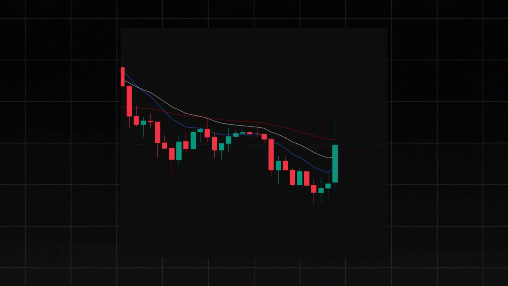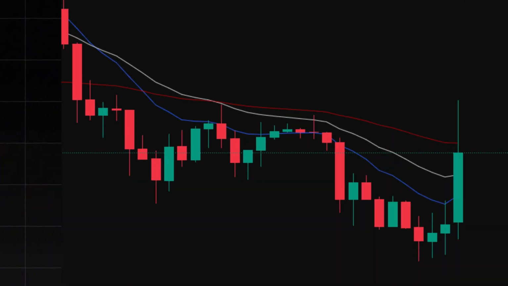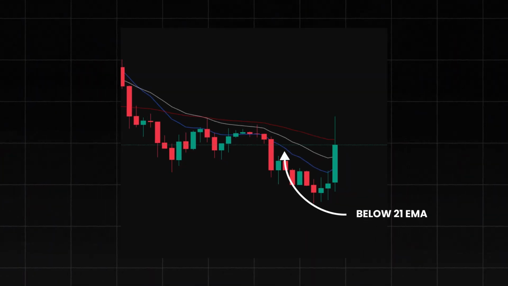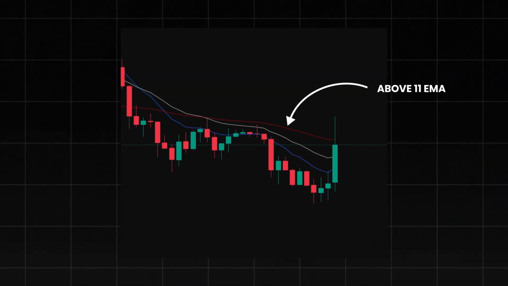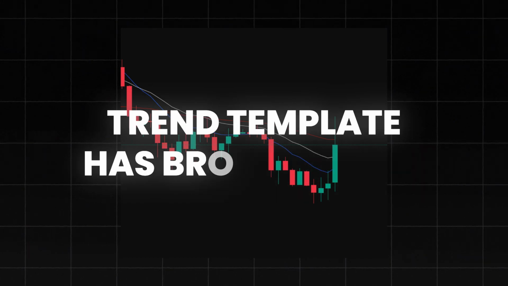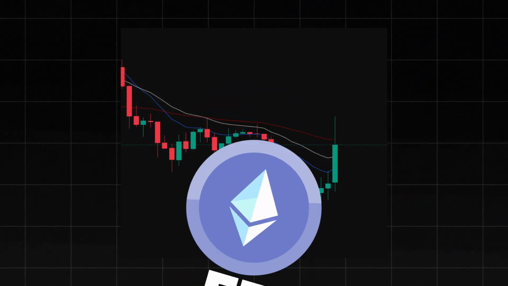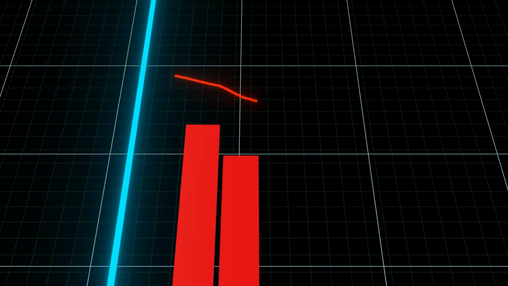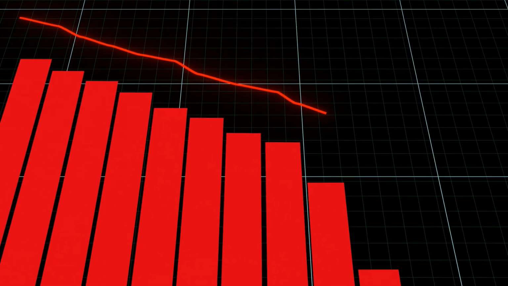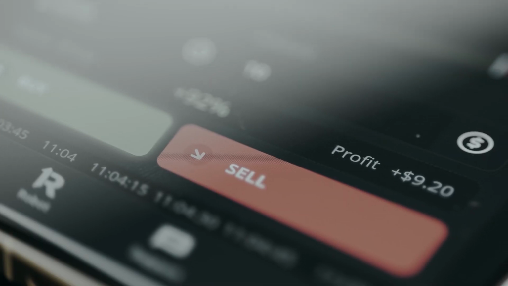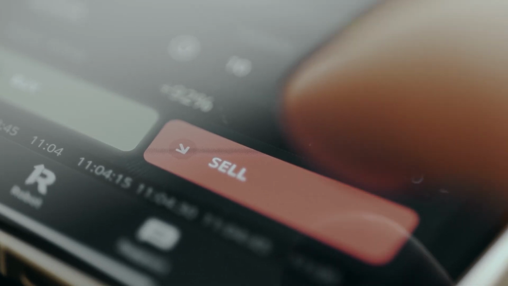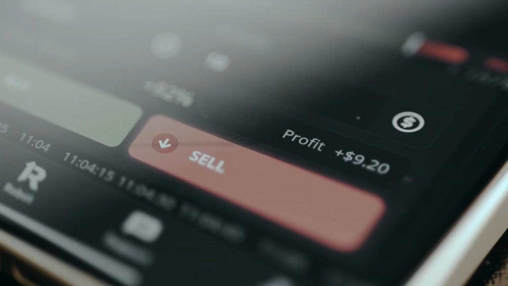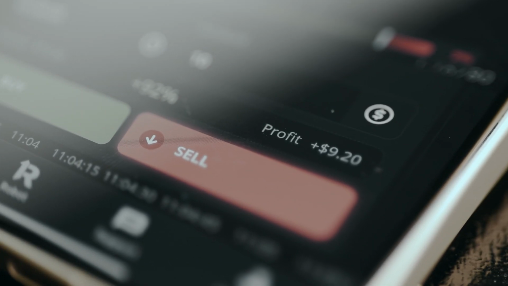What actually changes things is when the EMAs start crossing and tangling, when the 11 drops under the 21, when the 51 starts pushing above the 11, when the lines flatten and overlap instead of fanning out. That is when the trend template has broken down. On a BTC or ETH daily chart, this pattern corresponds to the market entering a choppy directionless phase or the early stages of a real breakdown. The right response is to reduce exposure or exit swing positions entirely. If you are holding something and the EMAs go from fanning upward to tangling together, that is your warning.